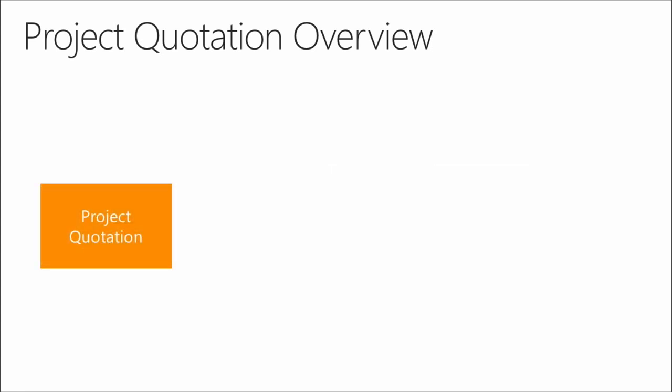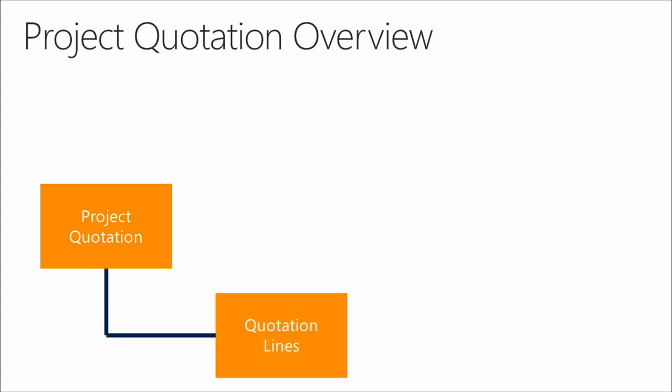Now let's take a look at the structure of a project quotation. At its simplest form, the project quotation just consists of a set of lines. These lines each are of the same transaction types that we've been seeing in the prior modules: our items, our hours, our expenses, and our fees.